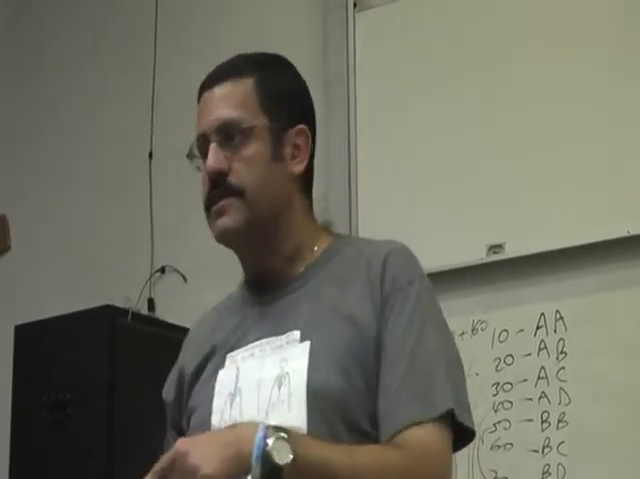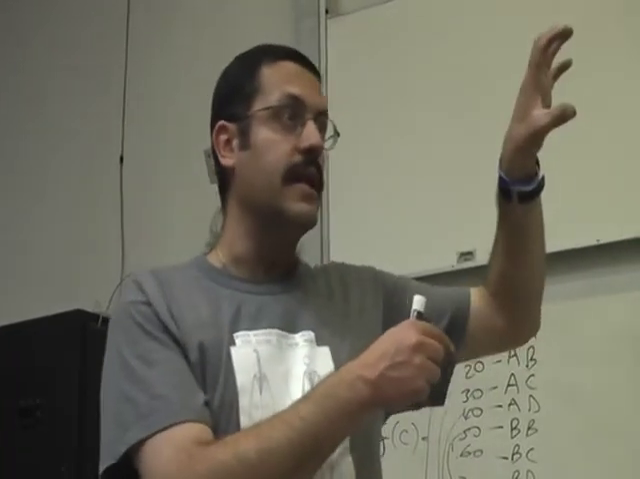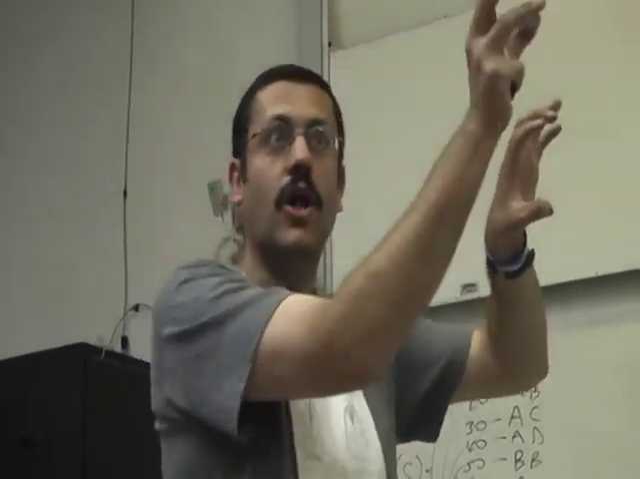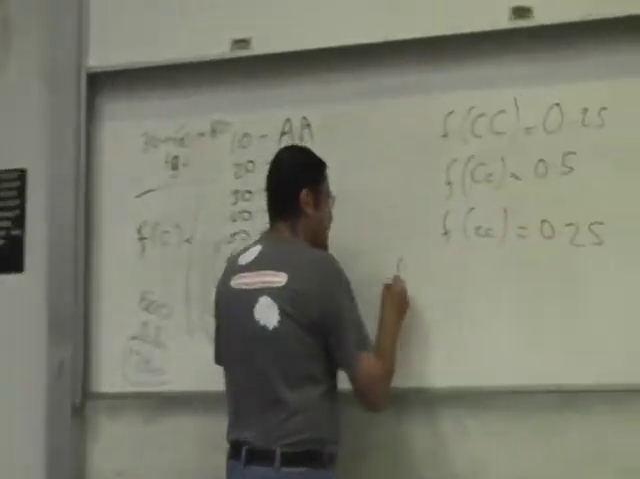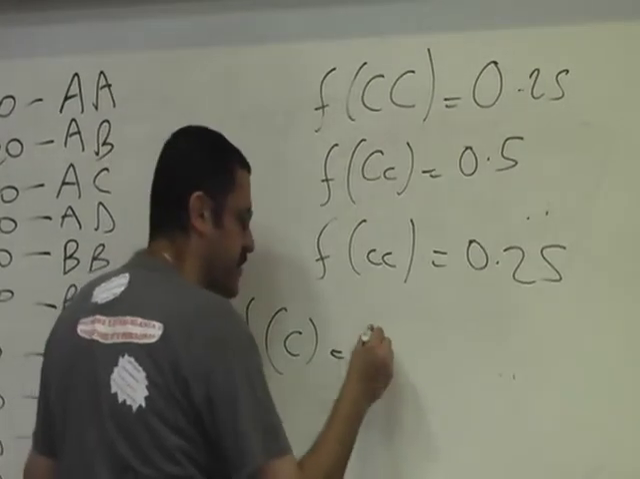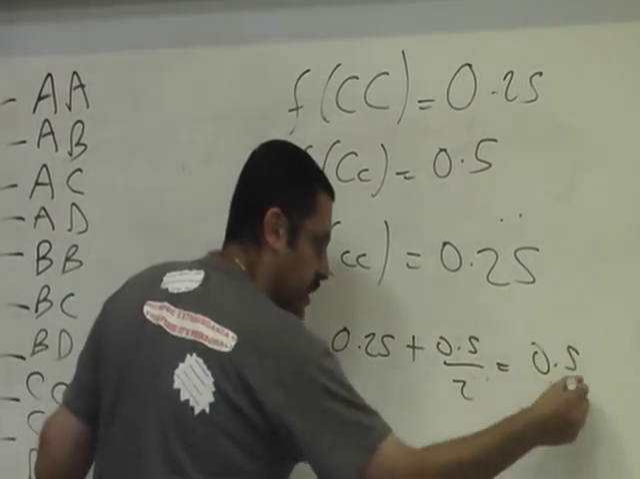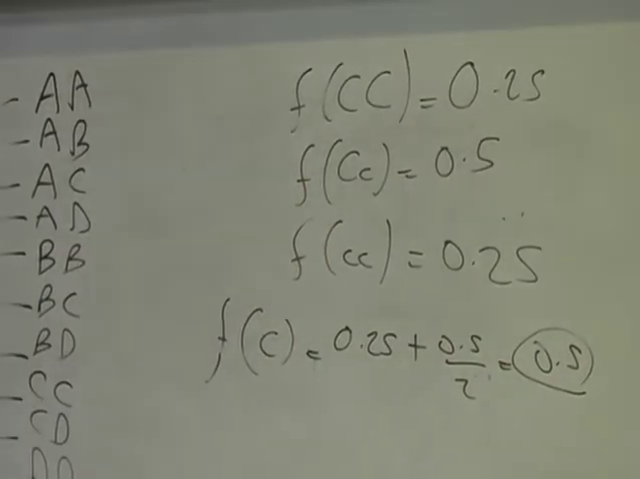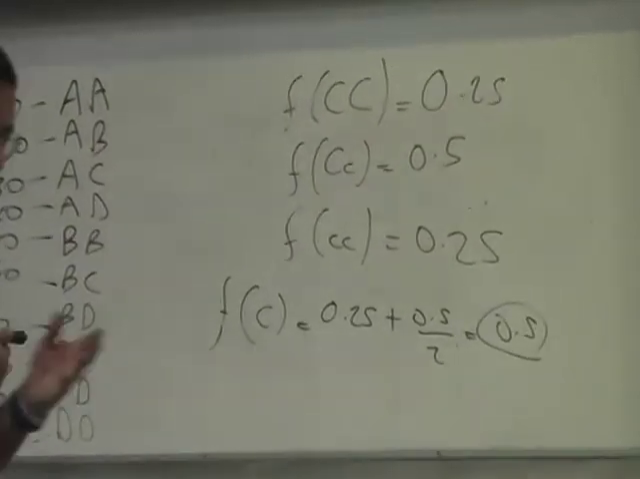What does the second method tell you? The second method states that the frequency of one allele is all the homozygotes plus half of the heterozygotes. So the frequency of big C is equal to 0.25 plus half of 0.5, which is equal to 0.5. So that would be probably part 1 of the problem.